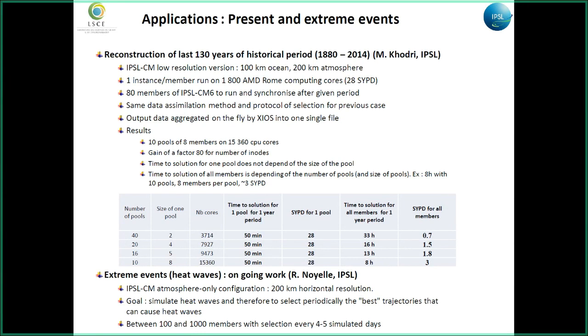We will use the same data assimilation methods and protocol of selection as in the previous case, and also we have output data aggregated on the fly by XIOS into one single file. The result will divide the 80 members into 10 pools of 8 members, which run on 15,000 CPU cores. Obviously, we have a gain of a factor 80 for the number of nodes.